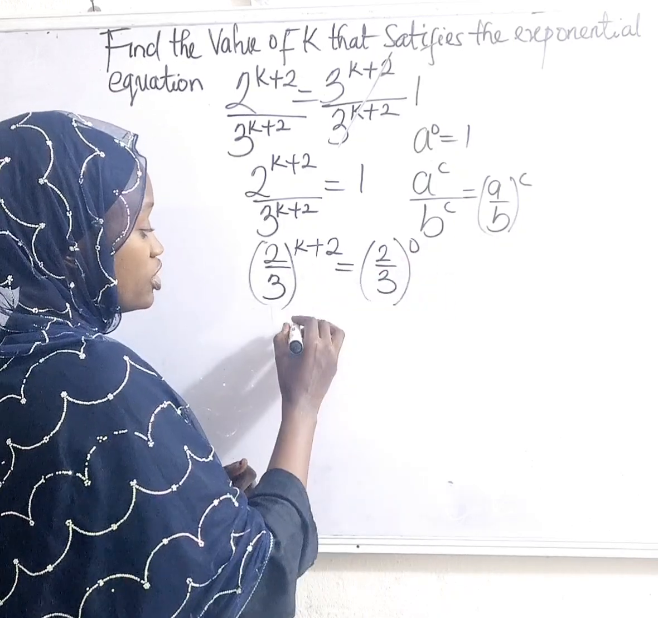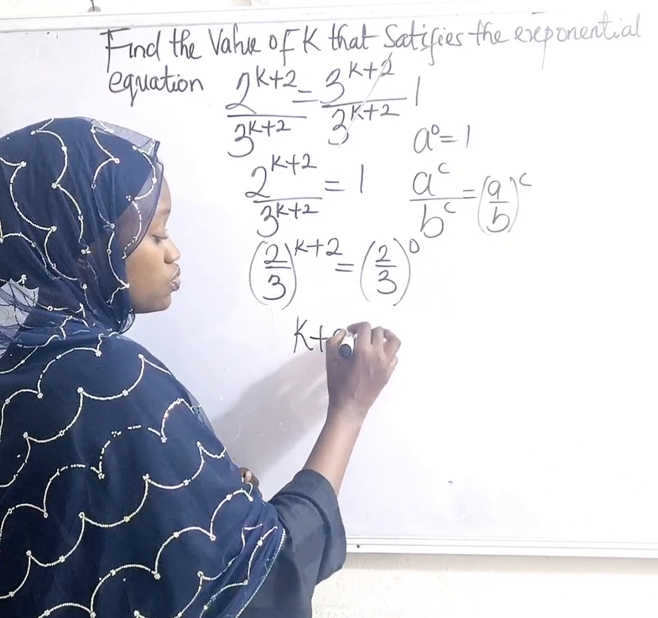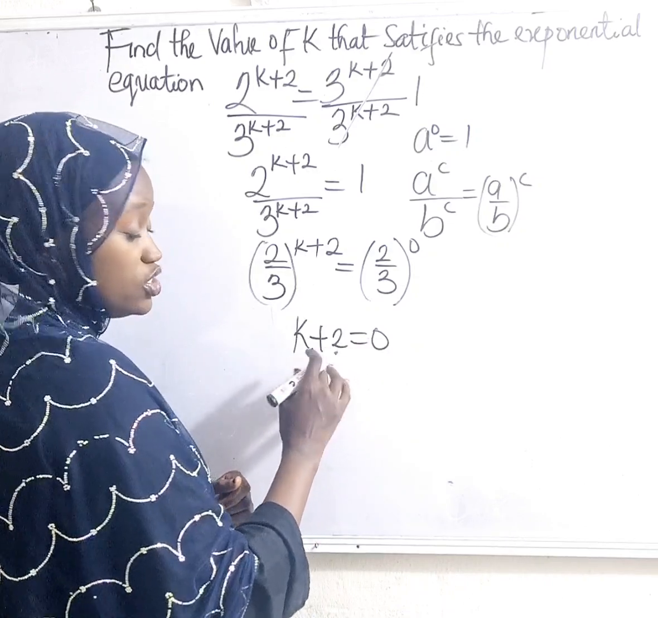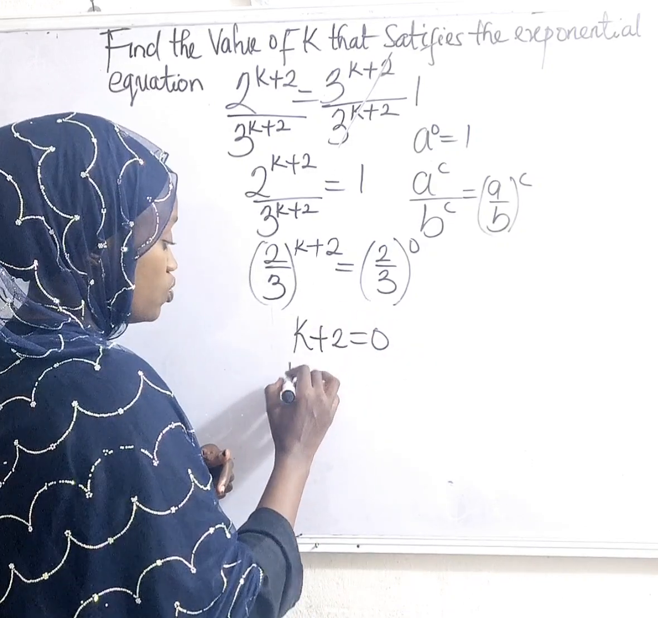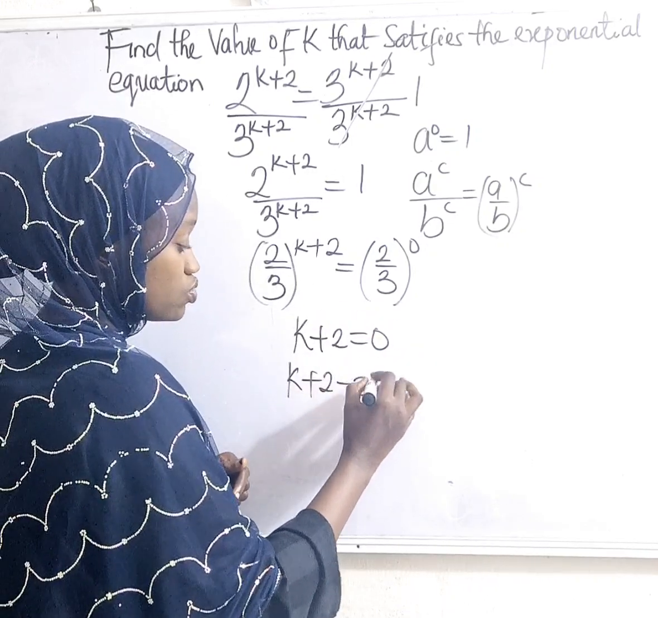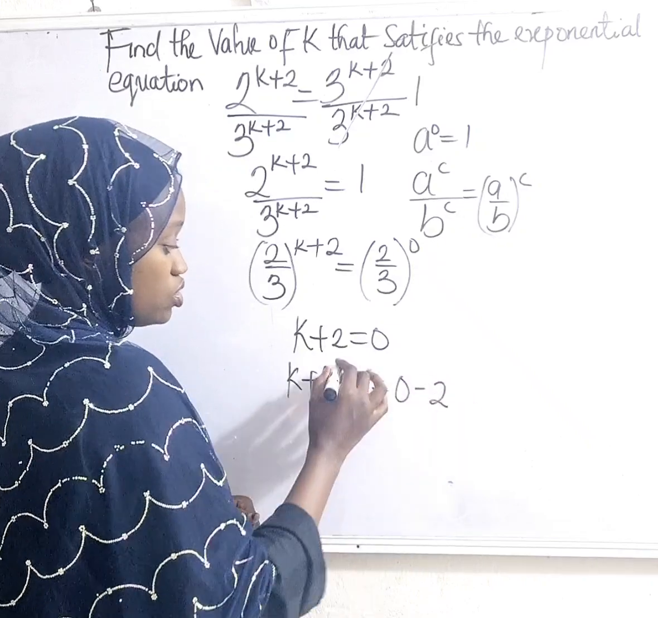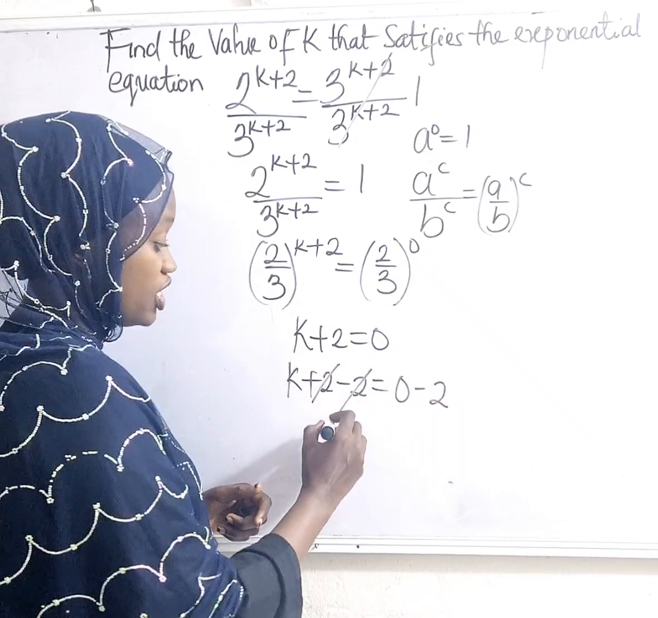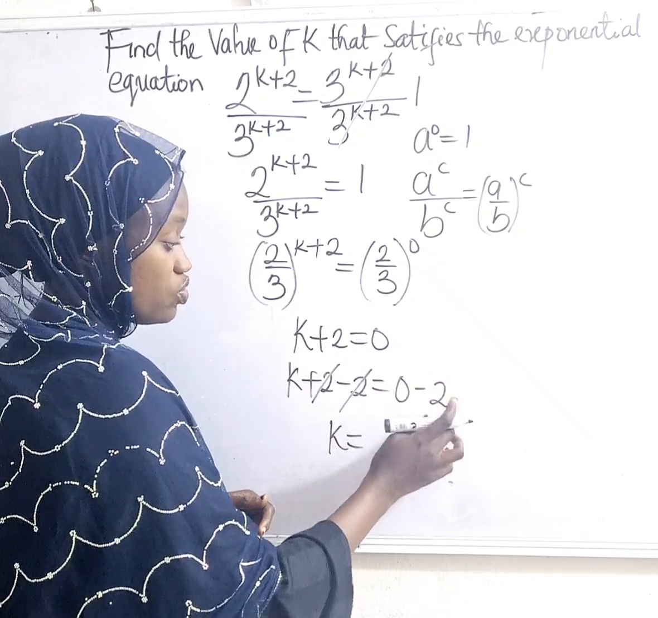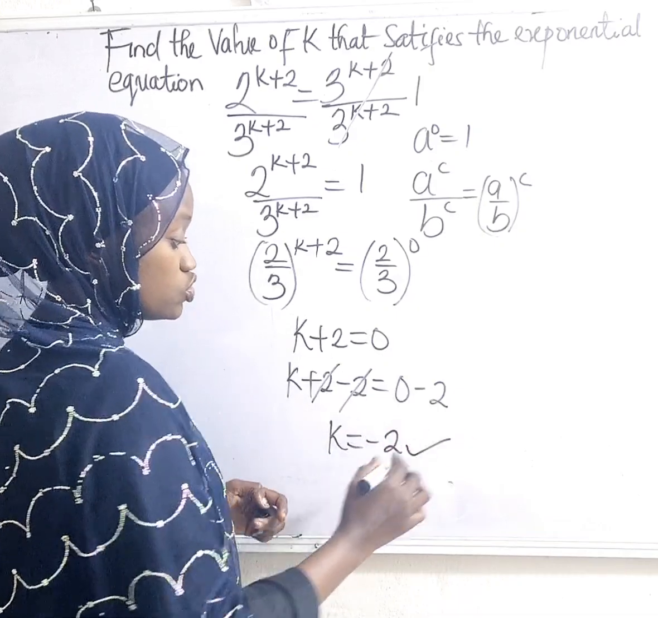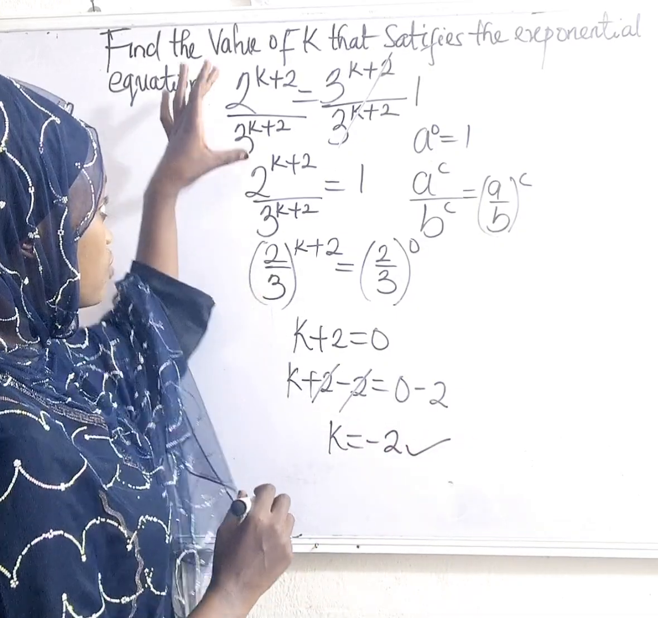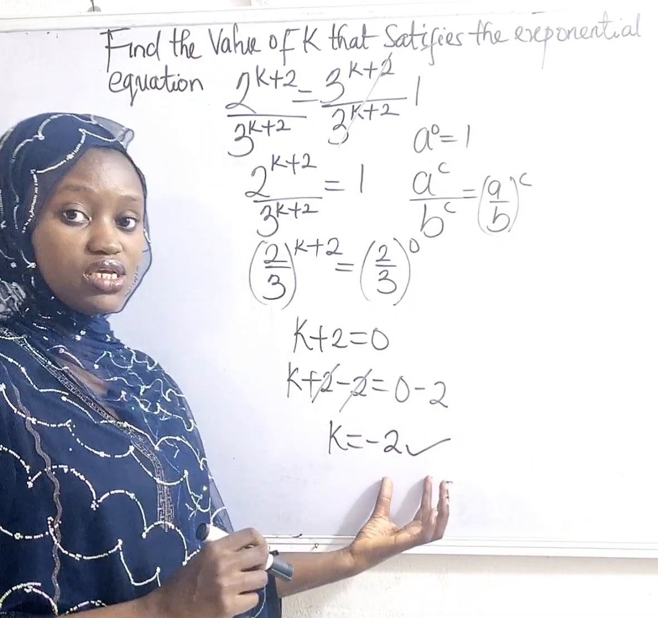What we do now, we equate the powers, so this becomes k plus 2 equals 0. So we subtract 2 from both sides. We have k plus 2 minus 2 equals 0 minus 2. Plus 2 minus 2 cancels out. We have k equals 0 minus 2, which is negative 2. So the value of k that satisfies this exponential equation is minus 2.